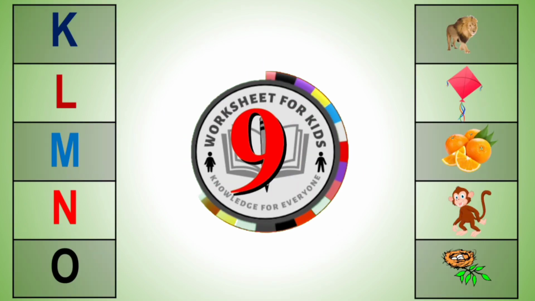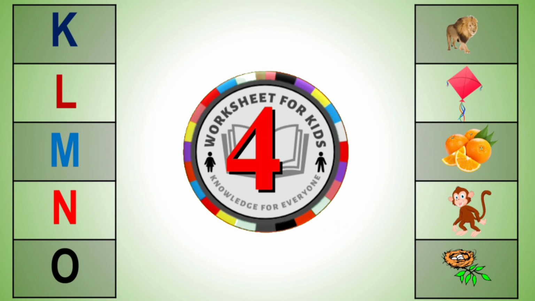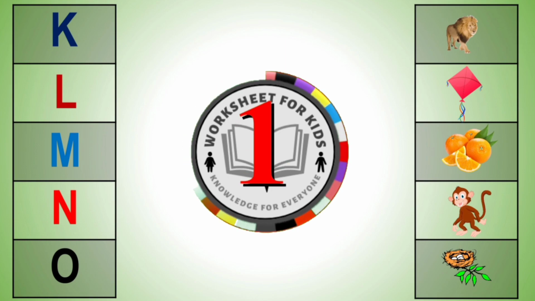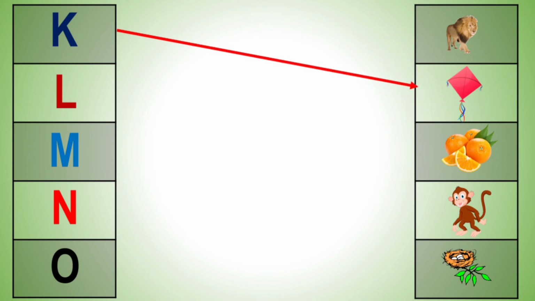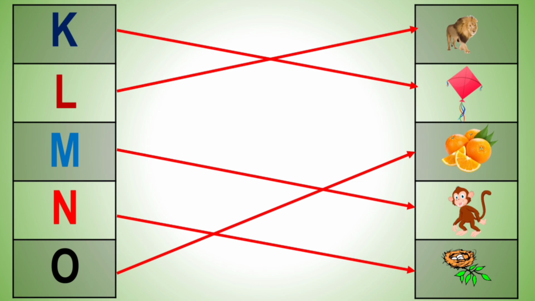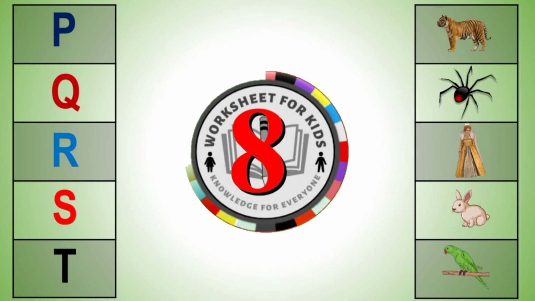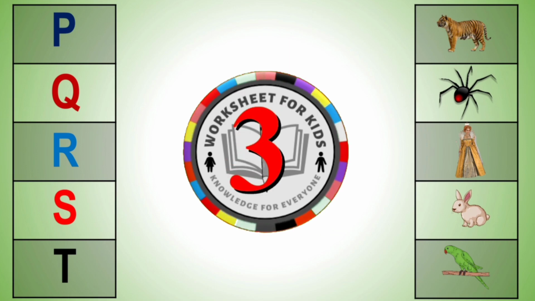10, 9, 8, 7, 6, 5, 4, 3, 2, 1, 0. K for kite. L for lion. M for monkey. N for nest. O for orange. 10, 9, 8, 7, 6, 5, 4, 3, 2, 1, 0.